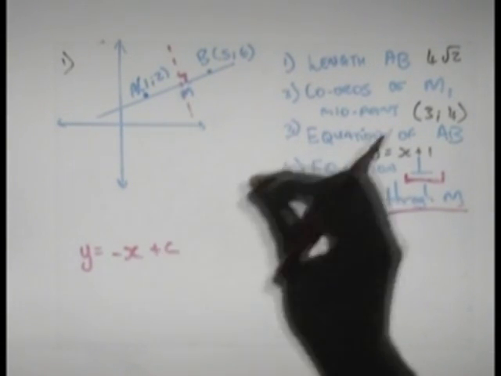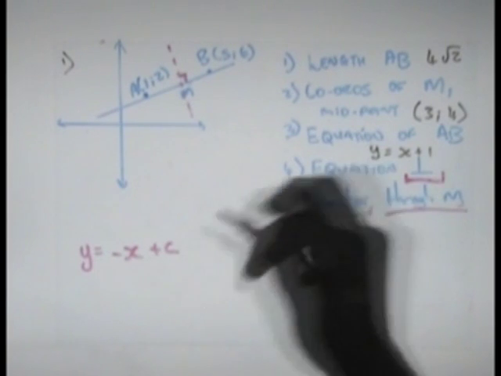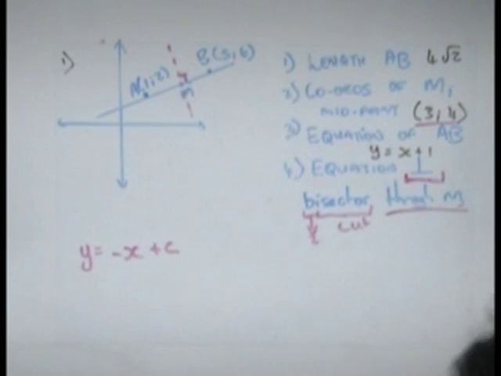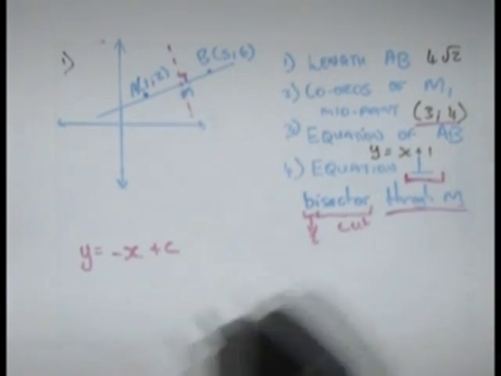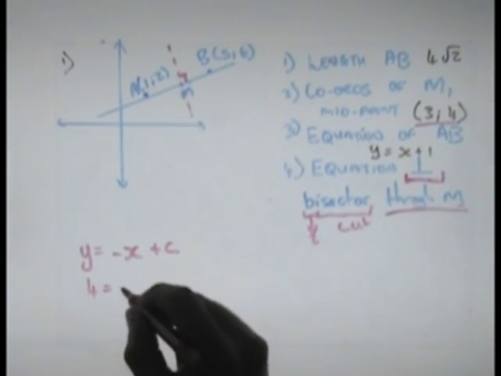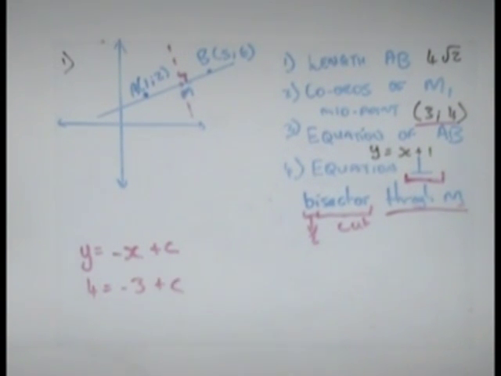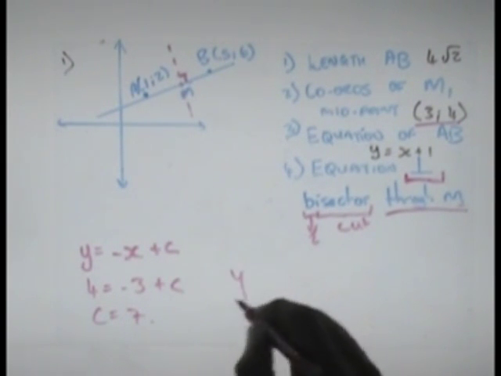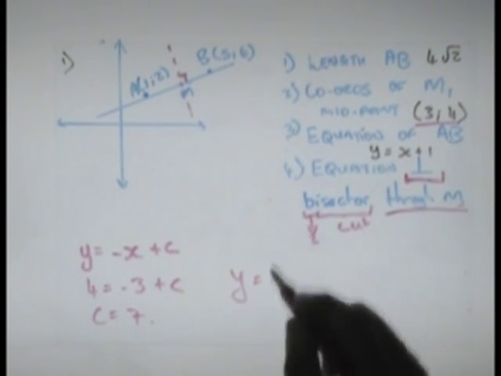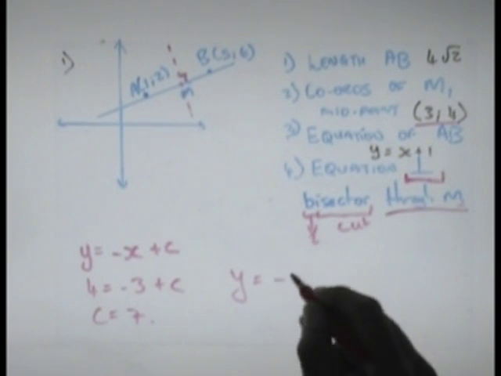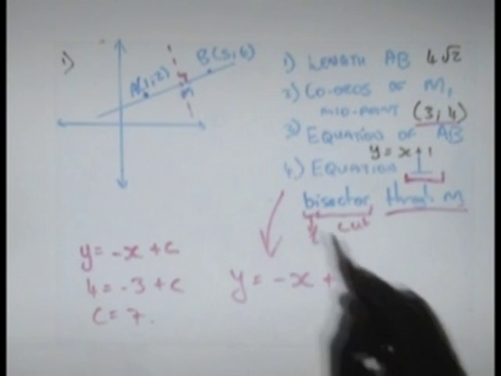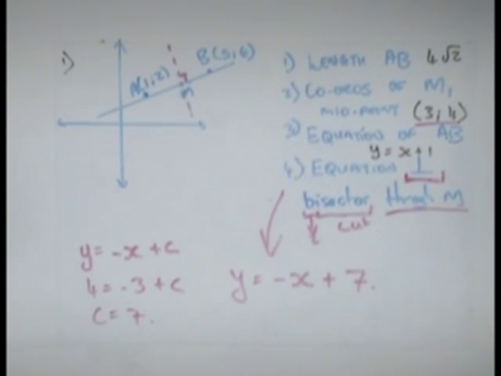To get c, we substitute any point that we have in. We've only got one point, and that's the point that it passes through, which is M. X is equal to 3, y is equal to 4. That means that 4 is equal to negative 3 plus c. C is equal to 4 plus 3, which is 7. That means that our equation will read y is equal to negative x plus 7. And that's number 4, the equation of the perpendicular bisector of AB.